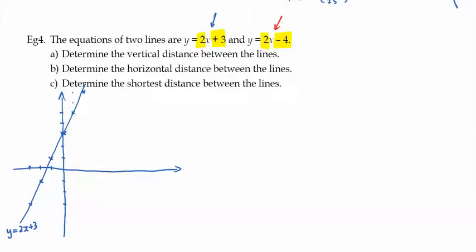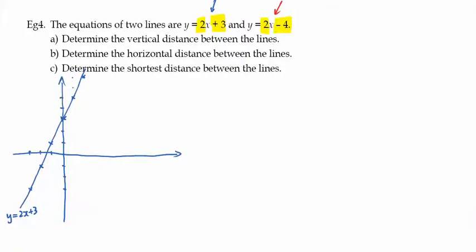Here is a second equation. Let me draw it with a different color. Negative 4 for the y-intercept. Here is negative 4. Slope equals 2. And y-intercept equals negative 4. Here is the line for the second equation. Y equals 2x minus 4.